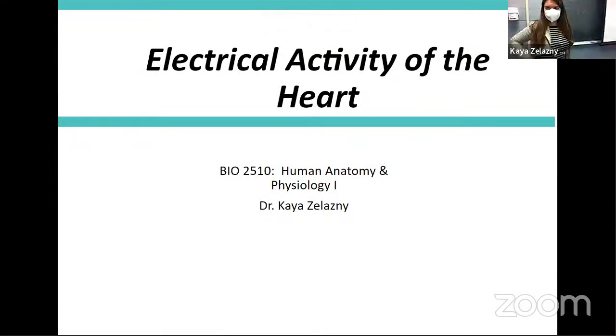Okay. Everybody ready to start with electrical activity of the heart? I understand what those graphs and TV shows mean. I have those green lines.